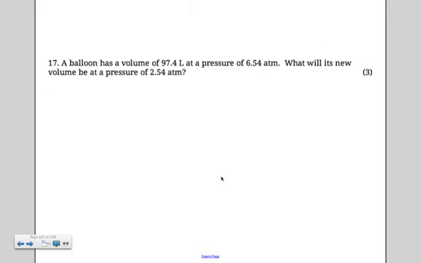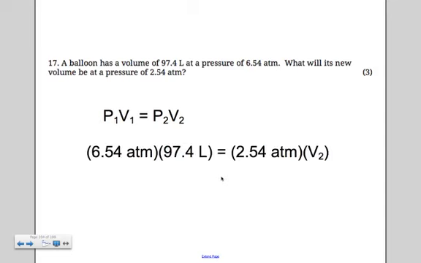And last one, a balloon has a volume of 97.4 liters at a pressure of 6.54 atmospheres. What will the new volume be if the pressure goes down to 2.54 atmospheres? So this is Boyle's law. Pressure 1, volume 1 equals pressure 2, volume 2. And I've got three numbers to plug in.